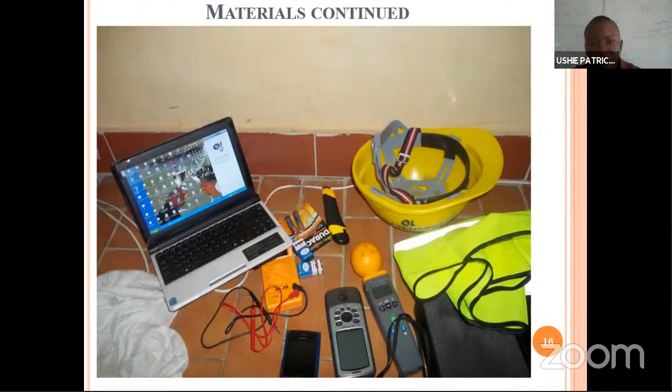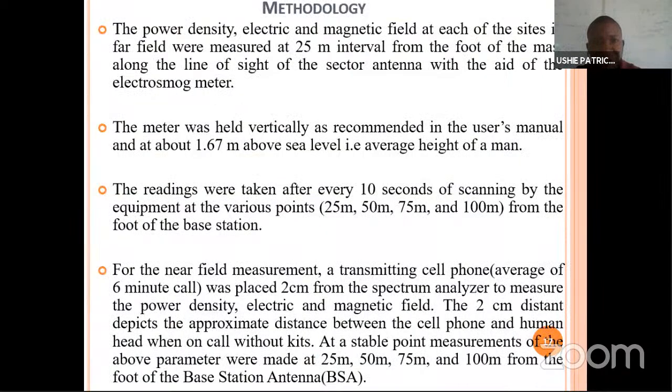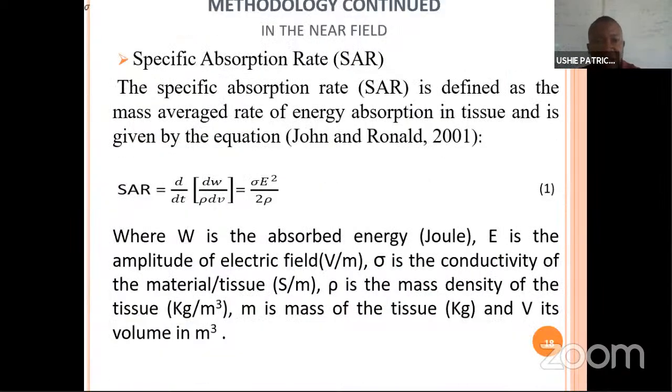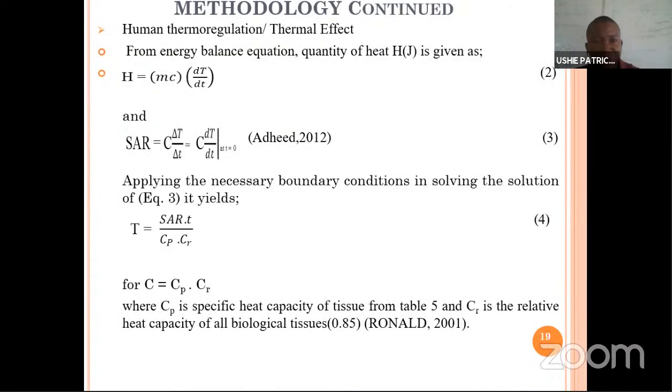Then we have gadgets that we use. It's just a few methods. We have SAR for every cell phone. Every transceiver gadget has a specific absorption rate. So for every cell phone and every transceiver base station, there is a specific absorption rate. So we went to the field, we took readings to see how we can evaluate that SAR in the field and use it for our simulation.